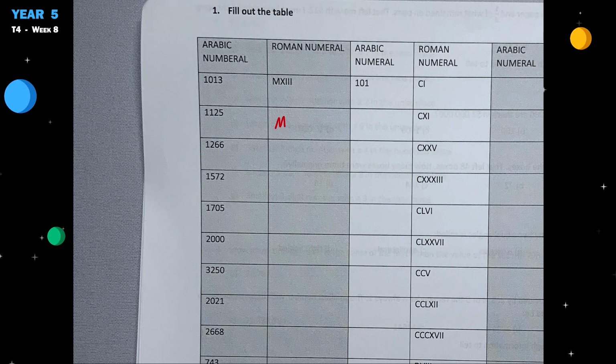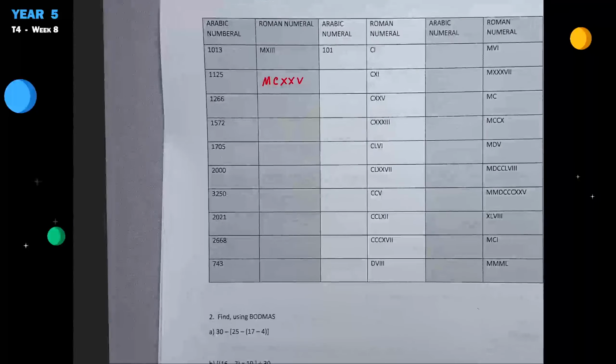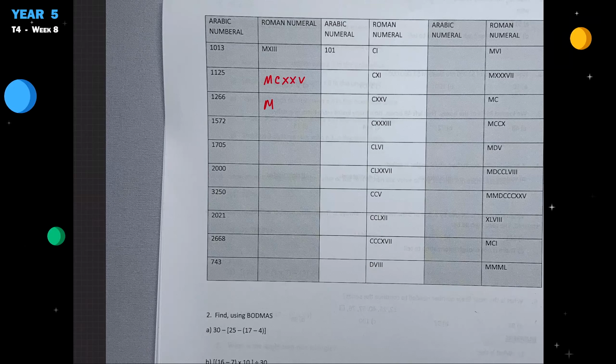for 1000, 100 is C, 20 is XX, and a 5 is a V. Done. Next one is 1000, M, 200, so C, C, and 60, which means 50, which is L, plus 10 is 60, and then 6, so VI.